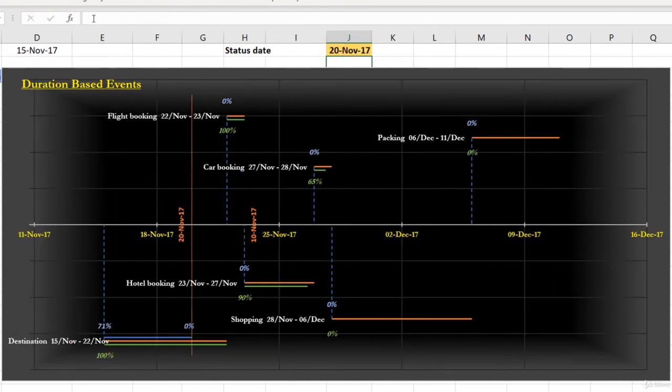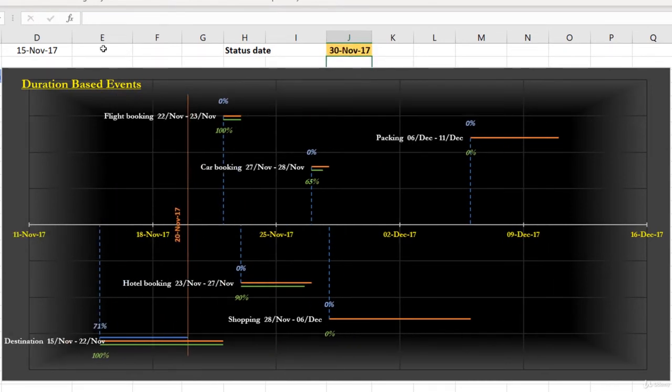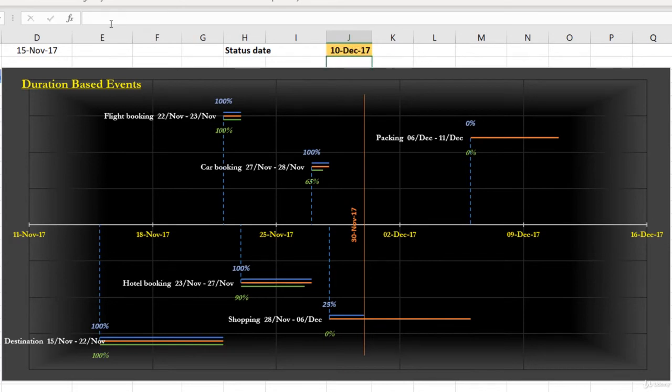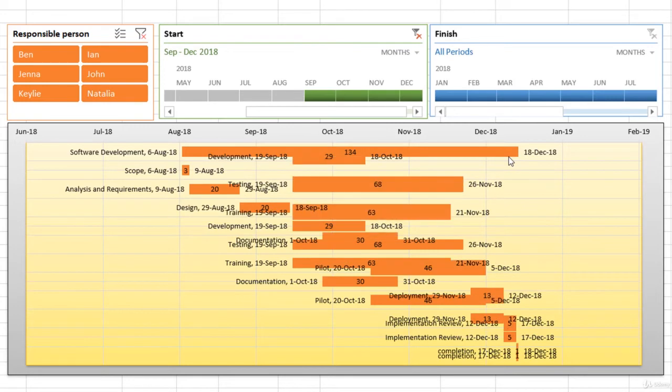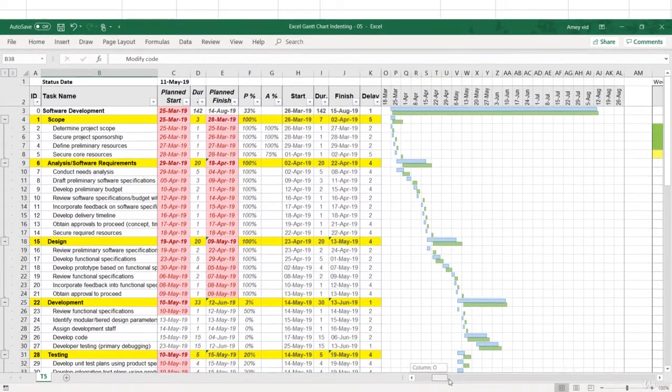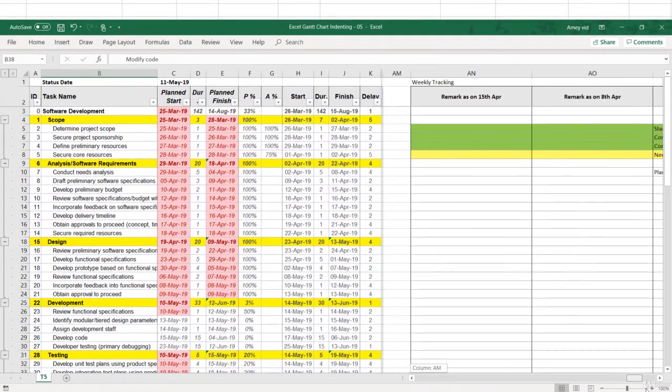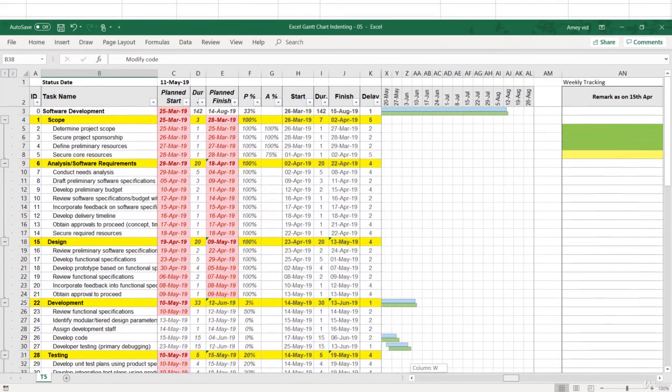Prepare dynamic planned versus actual Gantt charts to measure progress. Prepare Gantt chart dashboards with slicers and timelines. And in the last section, I have explained an easy system for managing projects efficiently.